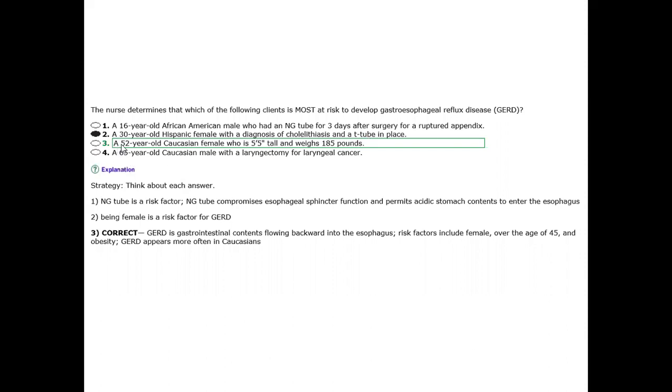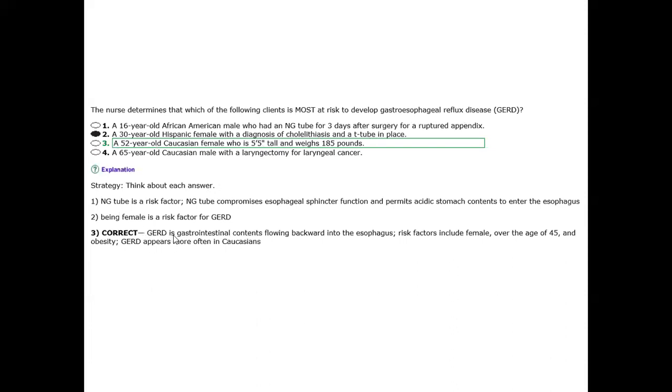Number 3, a 52 years old female who is 5 feet 5 inches tall and body weight 185. So it is obesity. Obese patient, BMI is higher. So an obese person, 52 years old, has more chance to develop gastroesophageal reflux disorder.